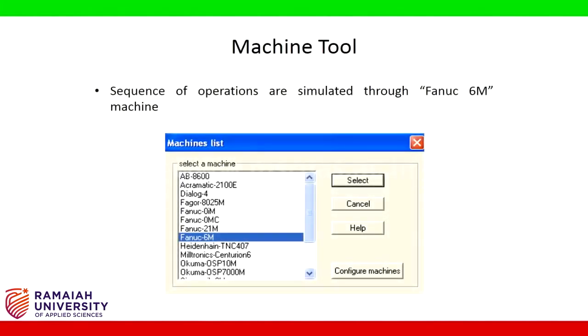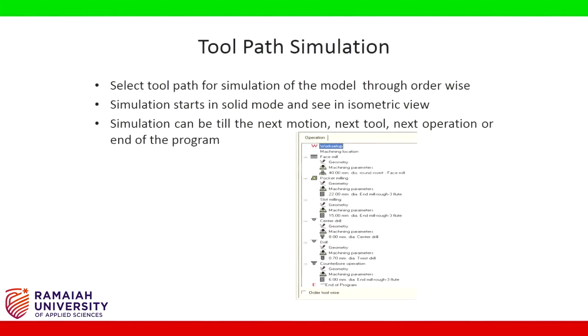Machine tool. The sequence of operations is simulated through the FANUC 6M machine. Tool path simulation. Select the tool path for simulation of the model order wise. Simulation starts in solid mode and can be seen in isometric view. Simulation can run till the next motion, next tool, next operation or end of the program. Now see the simulation video.